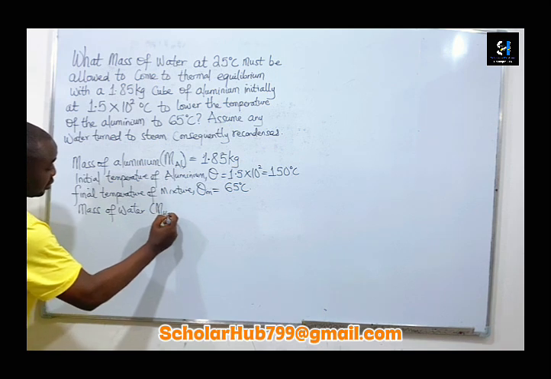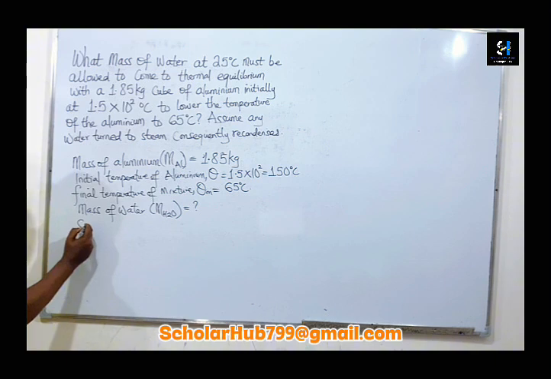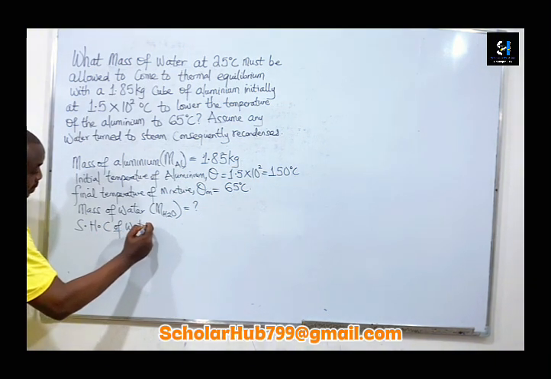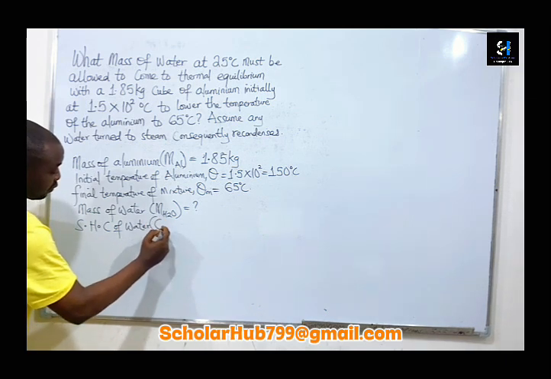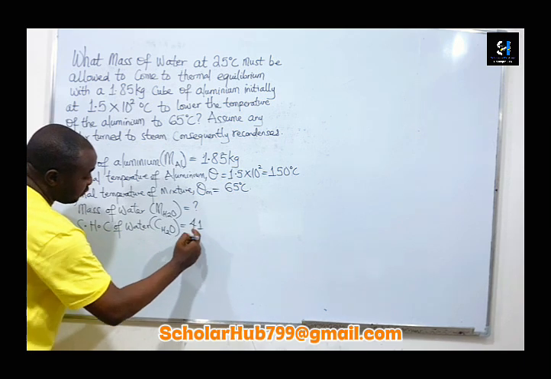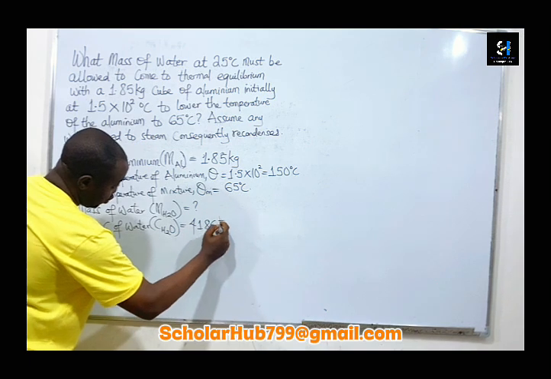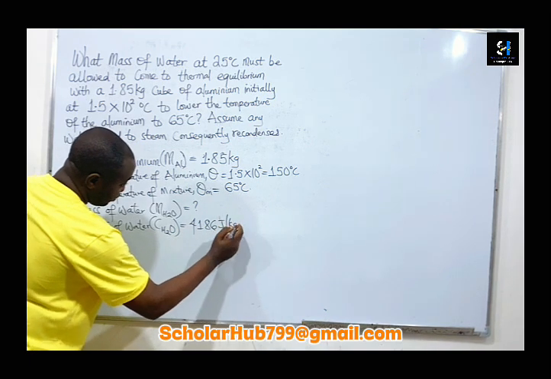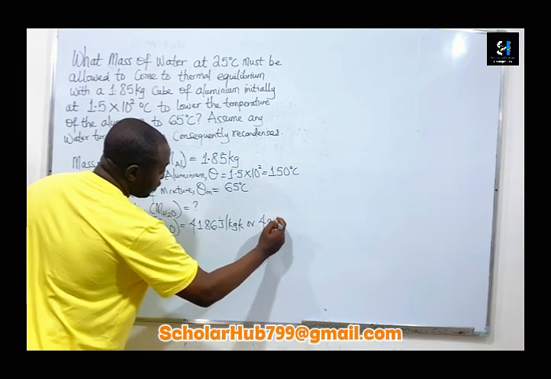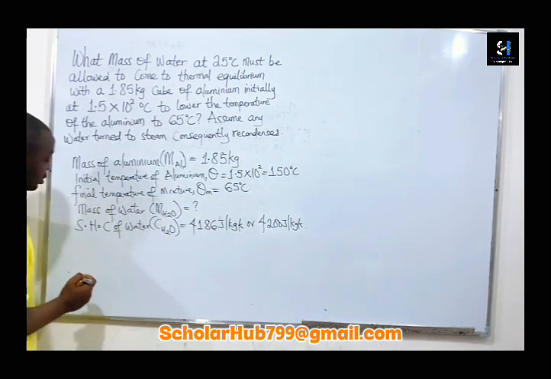This is not given. Mass of water is not given. Now we know that the specific heat capacity of water is 4186 joules per kilogram per Kelvin, or we can use 4200 joules per kilogram per Kelvin.